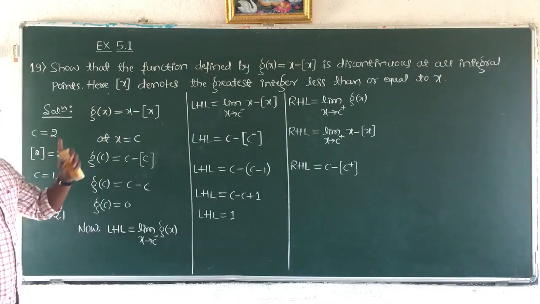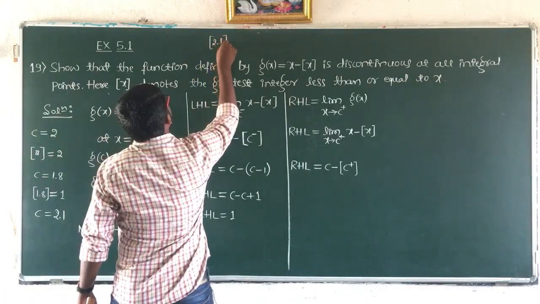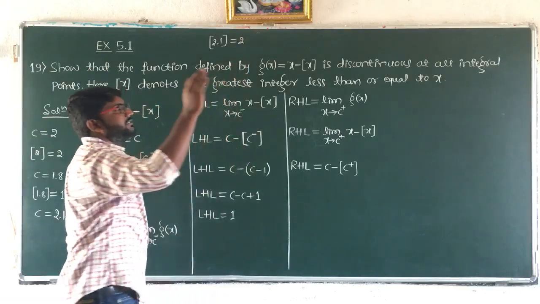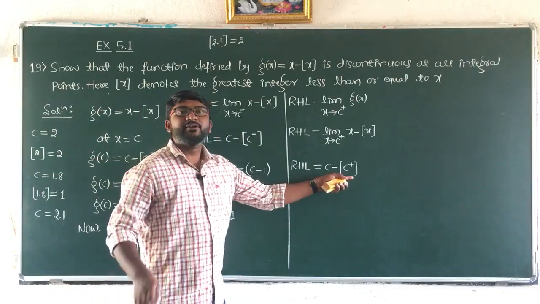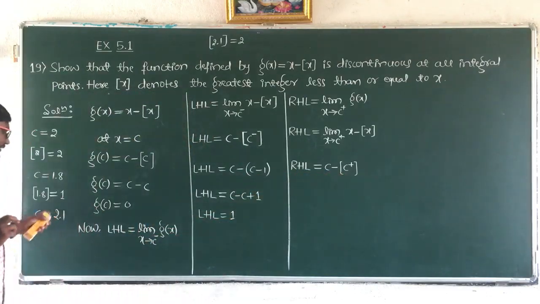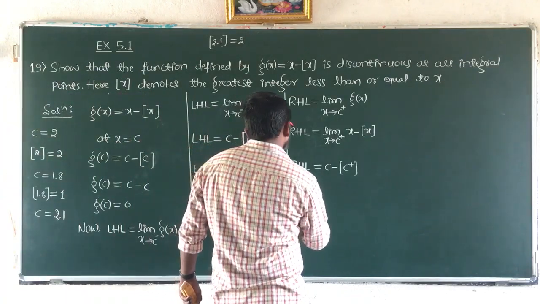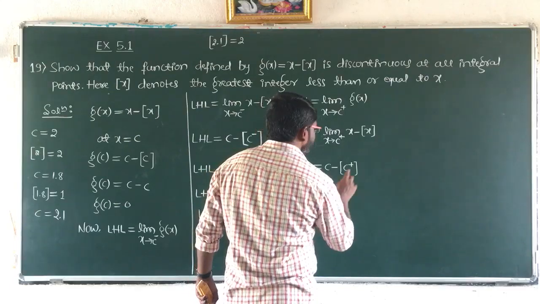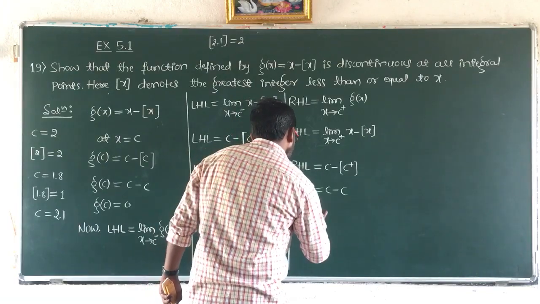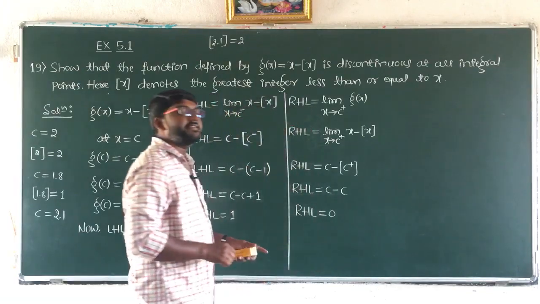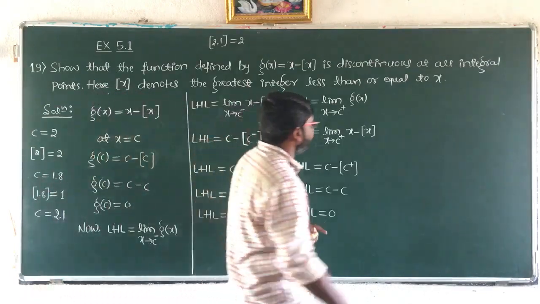So what is greatest integer 2.1 now? See here, greatest integer 2.1 will be 2, or greatest integer 2.9 will also be 2. So here, greatest integer c plus is going to be c. c plus 2.1 will round it off to 2. Similarly, RHL is equal to c minus greatest integer c plus will be c. So RHL is equal to 0. So here it is clear that LHL is not equal to RHL, therefore the function is not continuous.